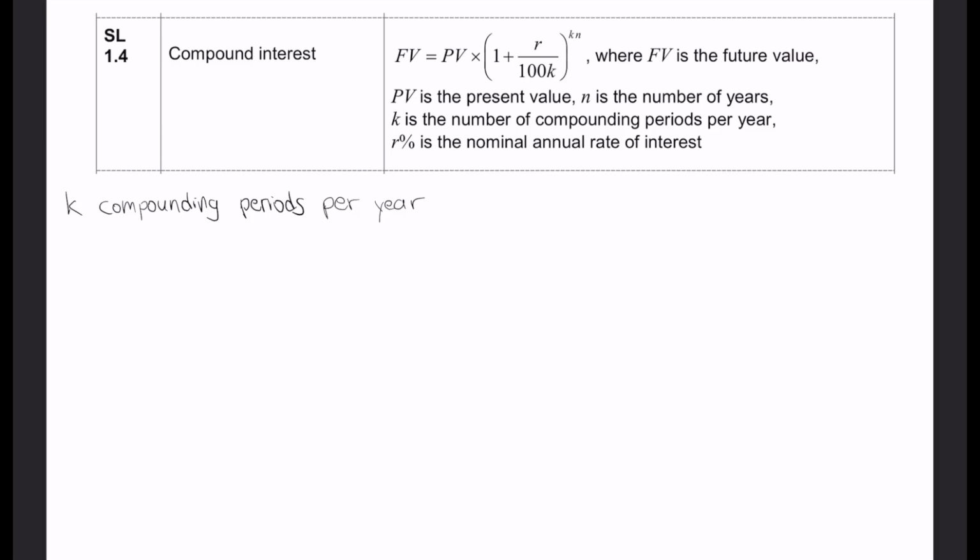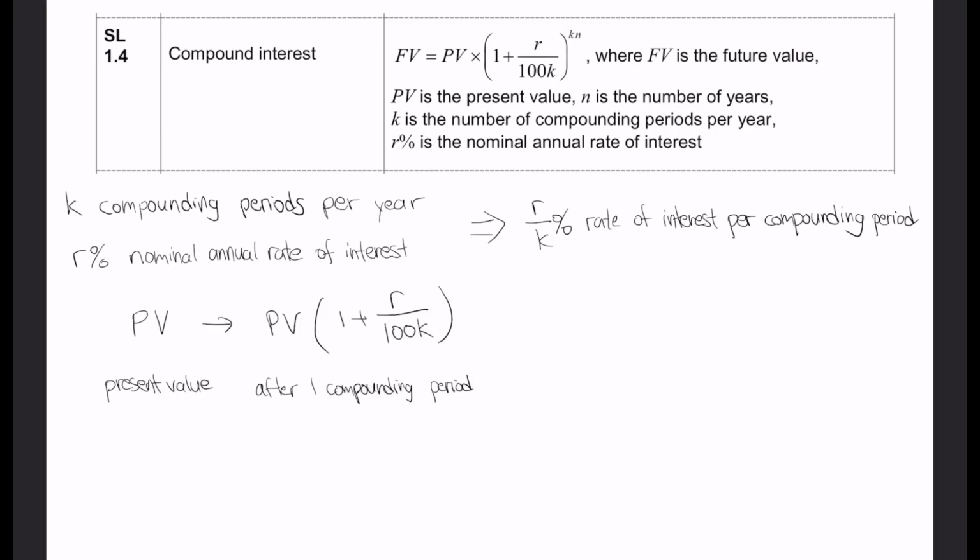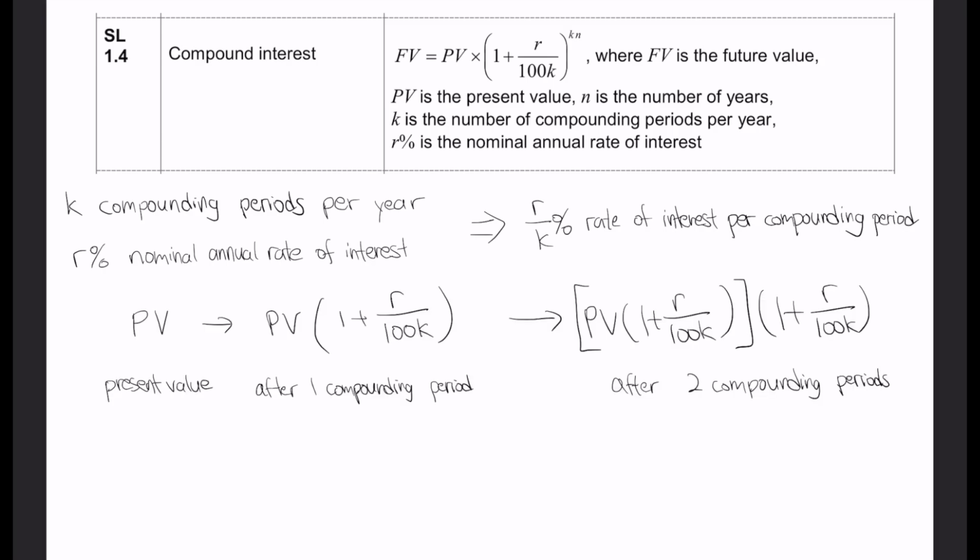The next formula deals with compound interest. If the number of compounding periods per year is k and the nominal annual rate of interest is r%, then the rate of interest for each of the compounding periods is r over k%. In other words, at each compounding period, the value changes by a factor of 1 plus r over 100k. And since there will be a total of kn compounding periods during the n years, the future value after n years would be the present value times 1 plus r over 100k to the power of kn.